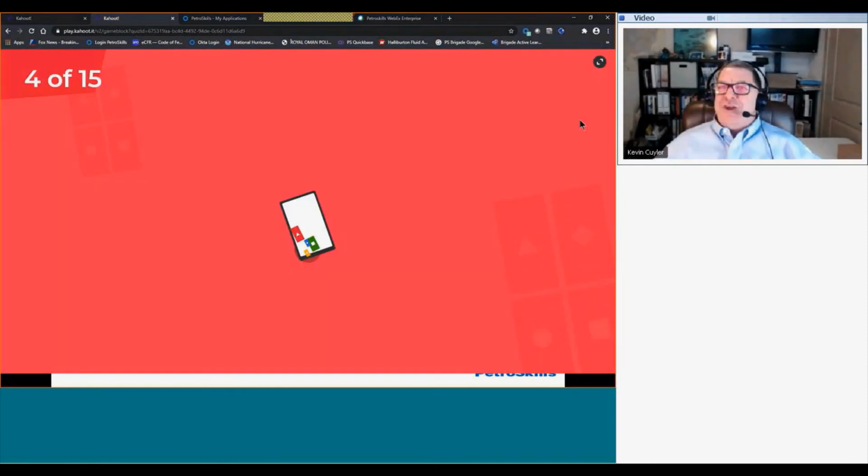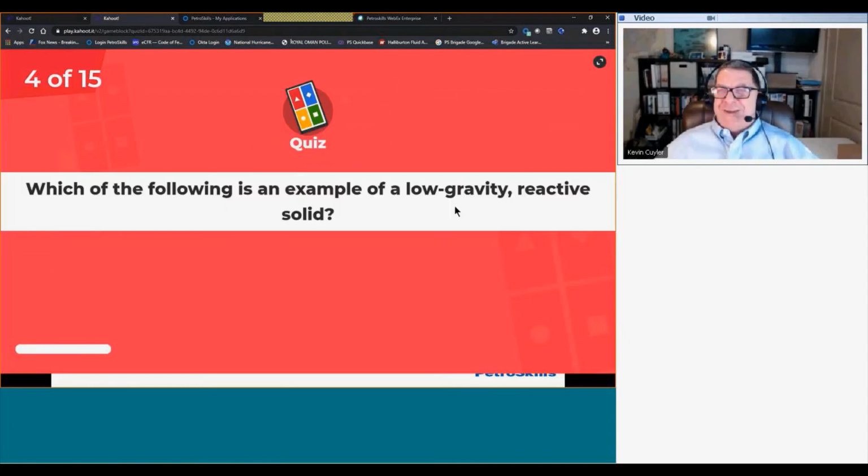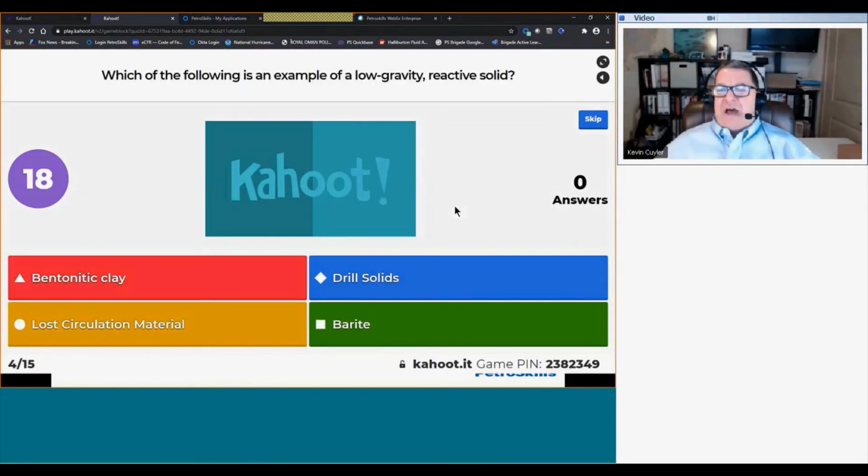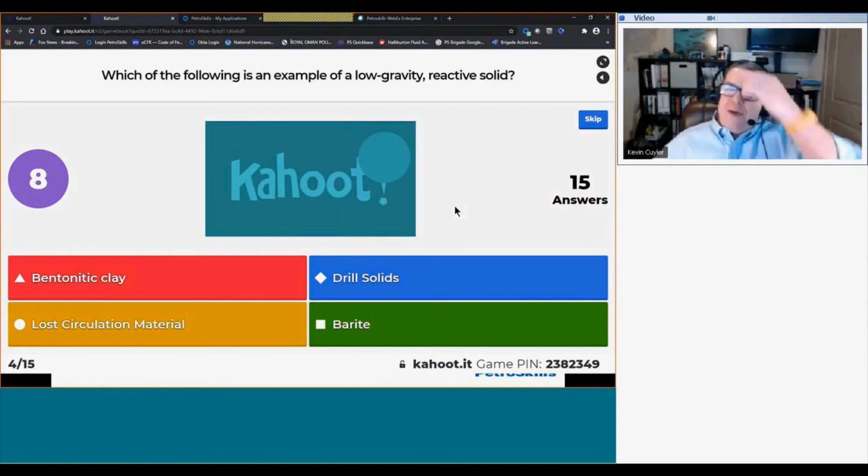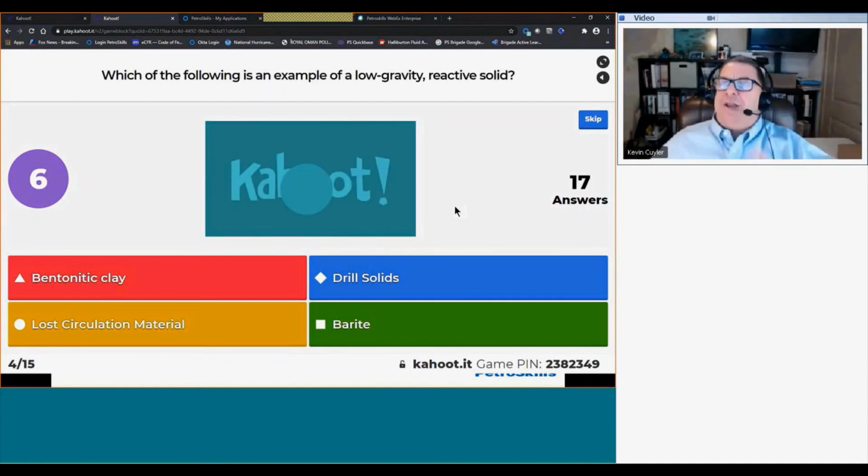All right, next question. Here we go. Question number 4. Which of the following is an example of a low-gravity reactive solid? Questions are pouring in. Got about 10 seconds. Remember, an example of a low-gravity reactive solid.